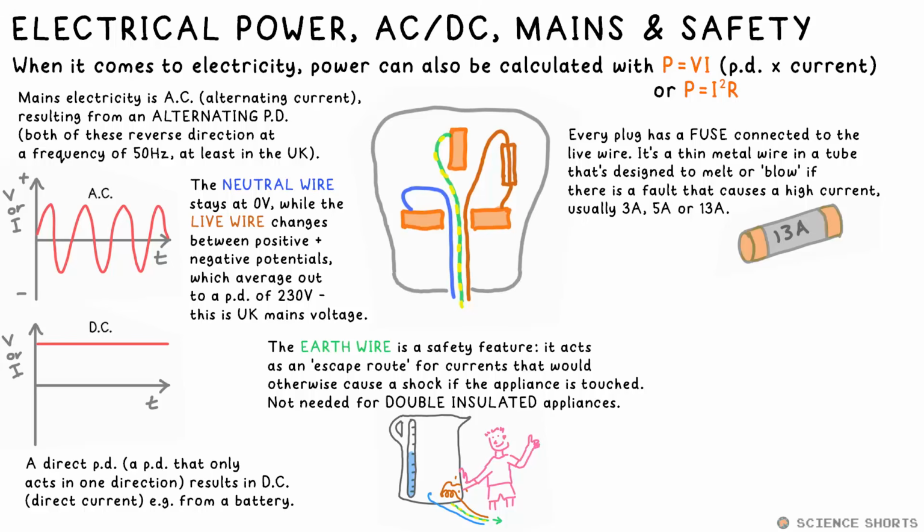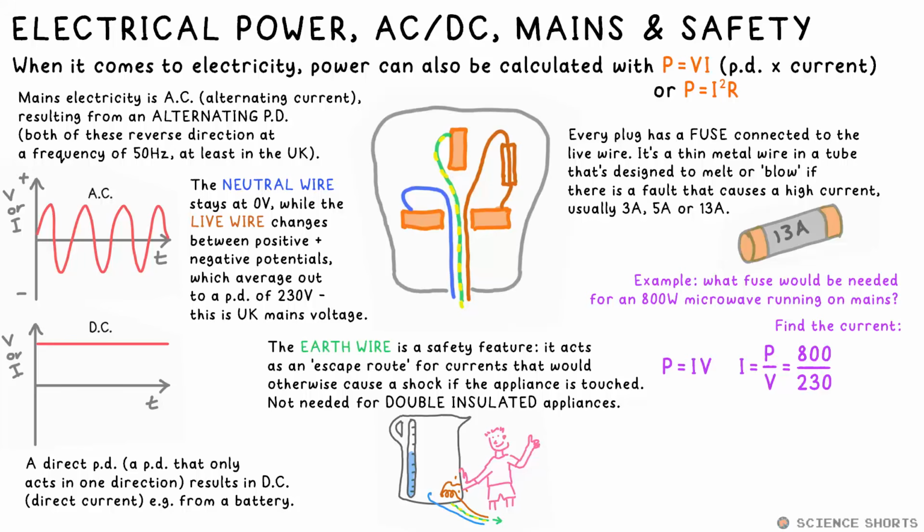You might need to use P equals VI to calculate the normal operating current for an appliance to deduce what fuse should be used in the plug. Let's say a microwave draws 800 watts of power from the mains. What fuse would it need? We know PD or voltage is 230 volts because it's mains, so we rearrange P equals VI to get the current. So I is equal to P over V, that's 800 divided by 230, that gives us 3.5 amps.